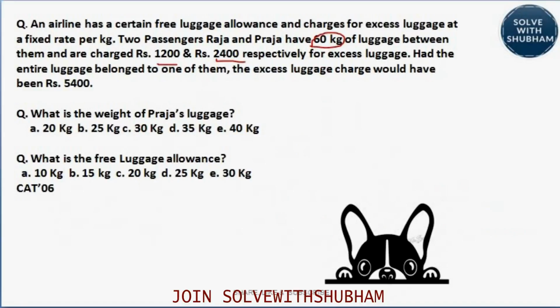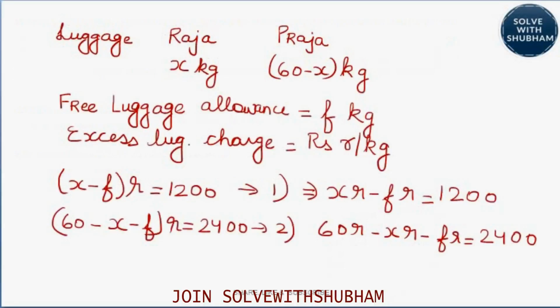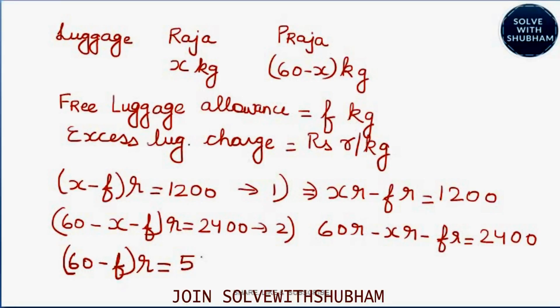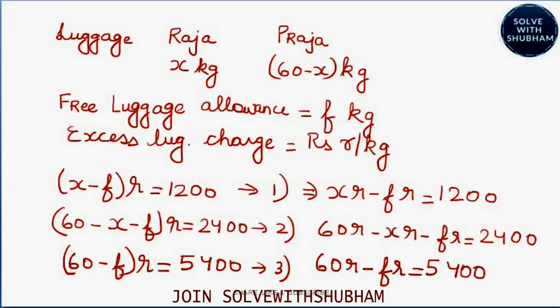Now coming back to the question, the last statement says had the entire luggage belonged to one of them, the excess luggage charge would have been 5400. So out of 60 kg, F kg is free luggage allowance. So this many kgs would have cost 5400. Equation 3. So this is 60R minus FR is equal to 5400. Now, so we have formed 3 equations.